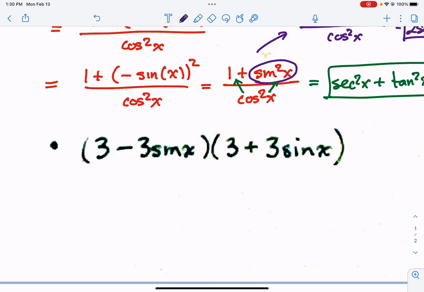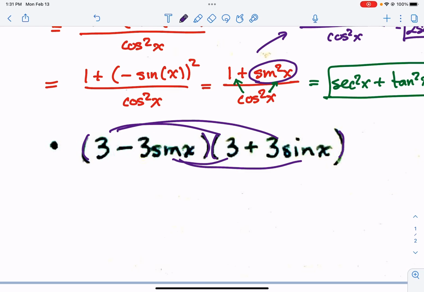So the strategy for this one: you notice these parentheses are suggesting that distribution is going to help. If you have two things multiplied in parentheses, you probably want to distribute. That's almost always going to help you. So let's go ahead and try that out. Let's see what we get.